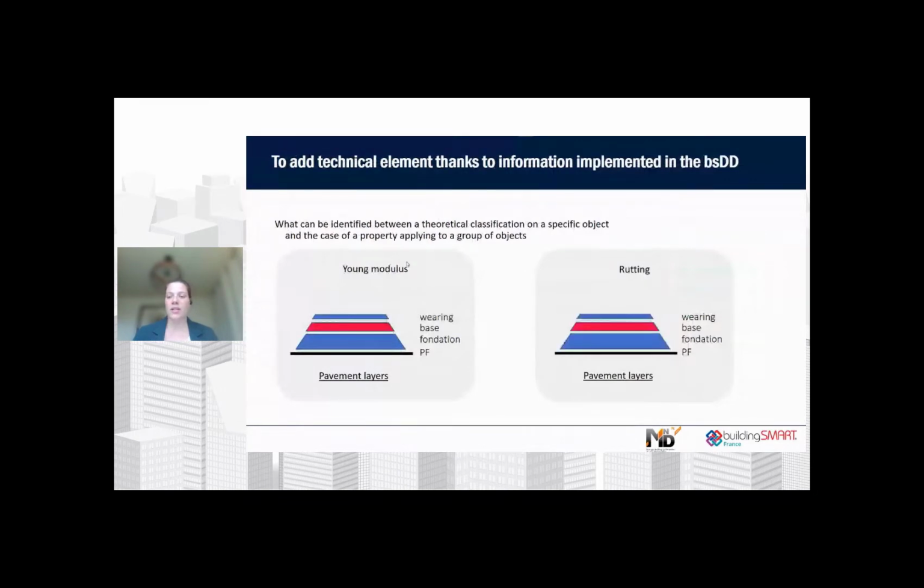This part will be split in two elements. First one regarding parameters for the design, and just after I will show you some parameters regarding environmental impact. So first of all, we can add technical elements for a layer. Here you can see a very simple division between the different layers that you get to build a pavement. And we chose to focus on Young's modulus, which is an intrinsic parameter of a pavement.